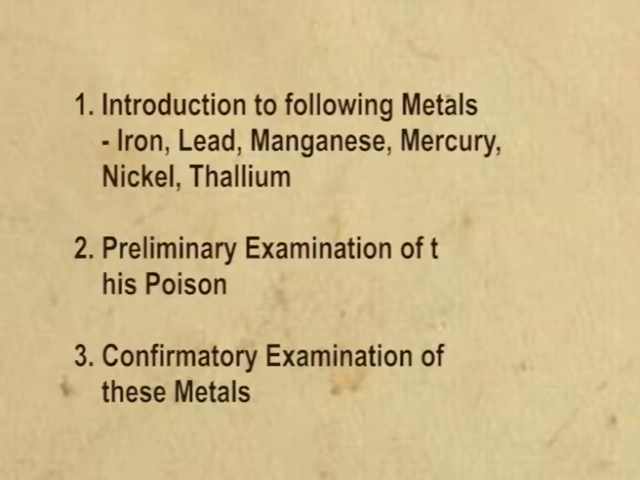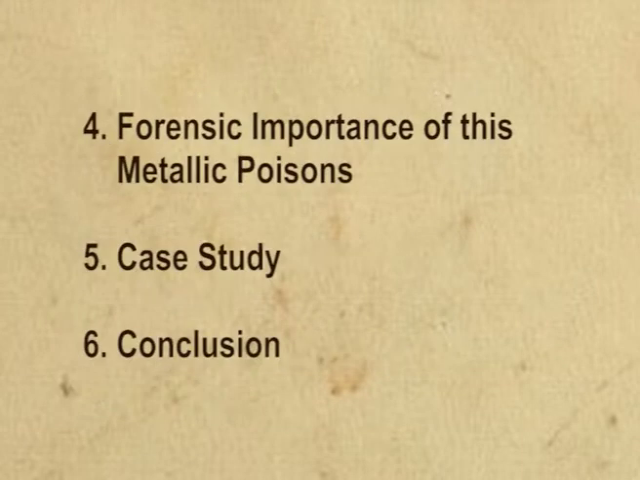So, let's start our discussion while taking a look at what we are going to learn today. In Module 1, we will be looking at an introduction to the following metals: iron, lead, manganese, mercury, nickel, thallium. In Module 2, we will look at preliminary examination of all the above mentioned poisons. Module 3 will deal with the confirmation examination of all these metals. Module 4, forensic importance of all the above mentioned metallic poisons. Module 5, case study, and finally Module 6 will be our conclusion. So now let's start with Module 1.